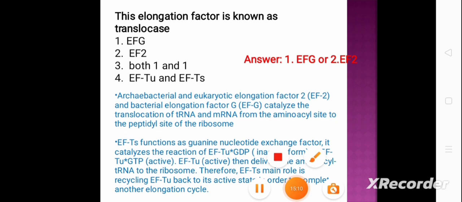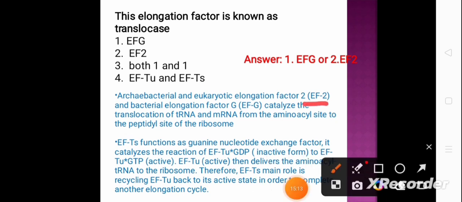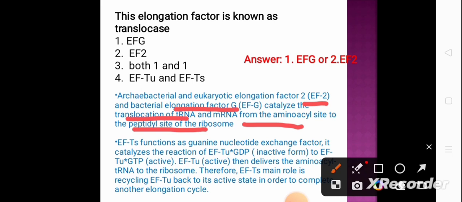Archaeal and eukaryotic elongation factor 2 and bacterial elongation factor G catalyze the translocation of tRNA and mRNA from the aminoacyl site to the peptidyl site of the ribosome. So these two act as translocase, which helps in the translocation of tRNA and mRNA from the A site to the P site.